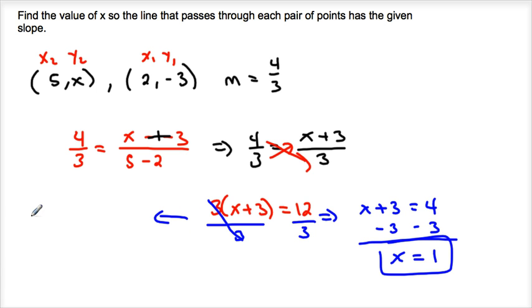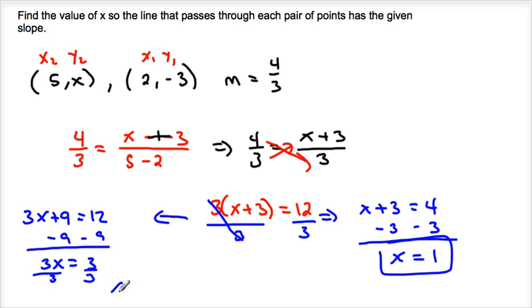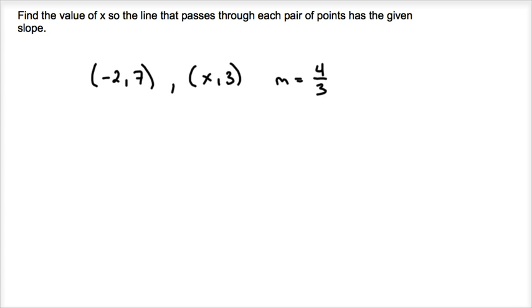If you distributed, I'll show you here, this would be 3x plus 9 equals 12. Subtracting 9 from both sides, you get 3x equals 3, and then divide both sides by 3, and you see that x equals 1. So either option works here. The reason I divided first is that I saw 3 will go into 12 evenly, so that was probably a little bit easier going that way. Alright, let's take a look at another one.